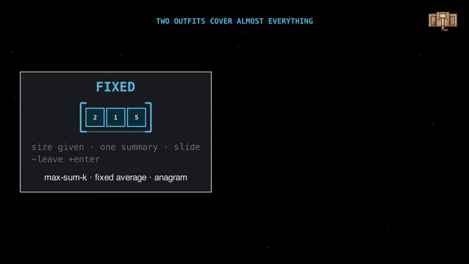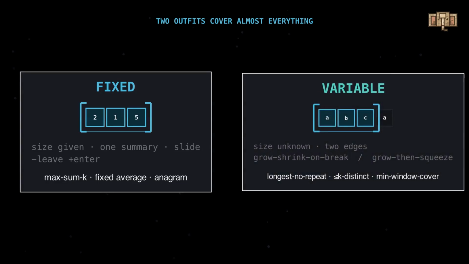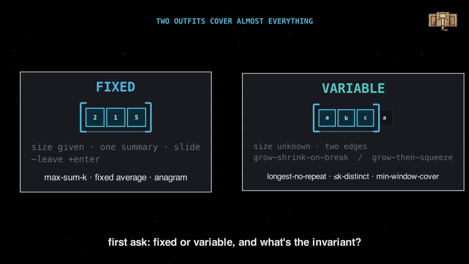Almost every window wears one of 2 outfits. Fixed, where the size is given, 1 running summary, and you slide. Variable, where the size is the unknown, 2 independent edges. You grow and shrink on a break for a longest window, or grow then squeeze for a shortest one.